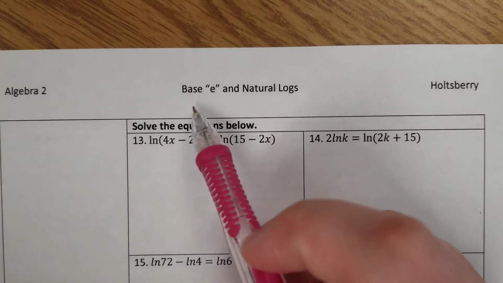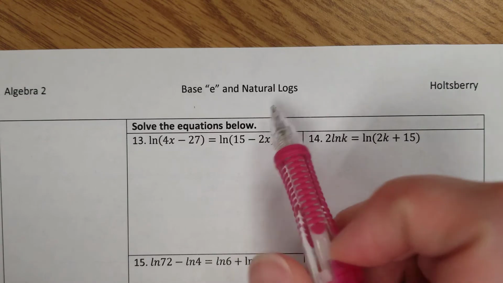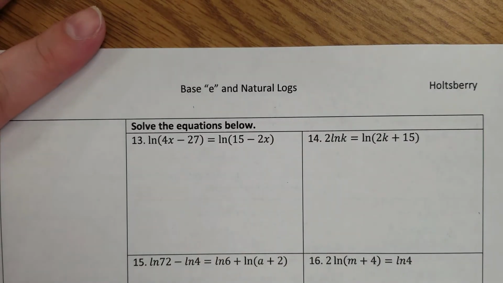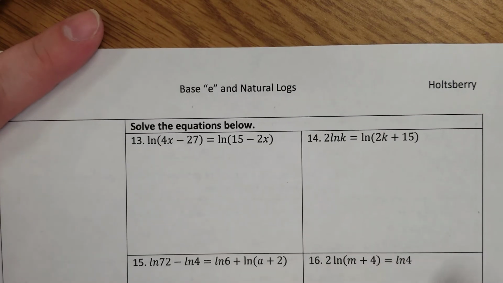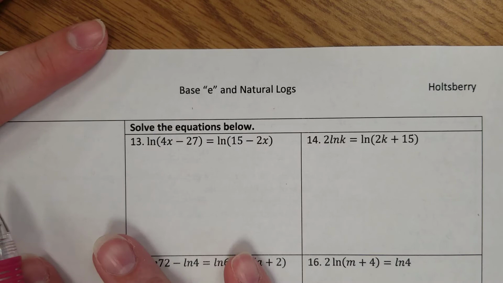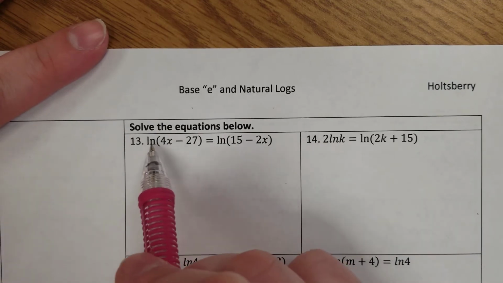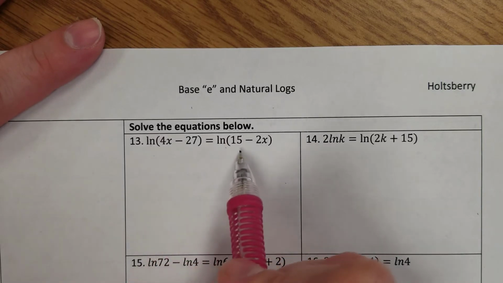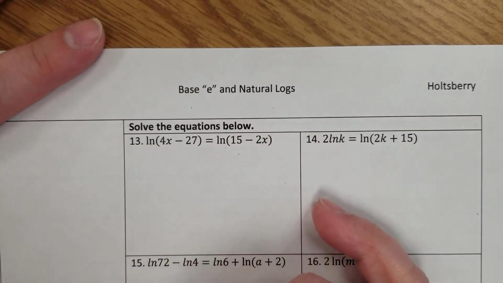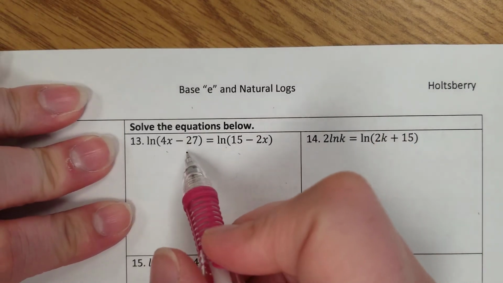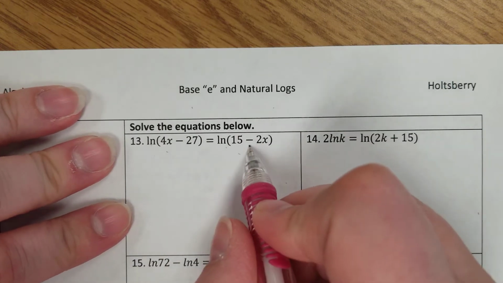All right, so we're going to continue with the base e and natural logs notes. The entire back of this is solving equations using those, so I wanted to make a separate video so that it wasn't super long. We're going to use a lot of the same properties, so if you have the same log with the same base, you just set everything equal, and we might have to condense or expand as we go.